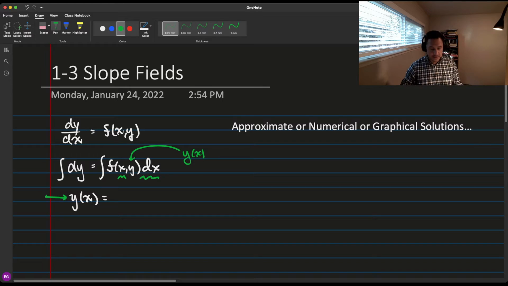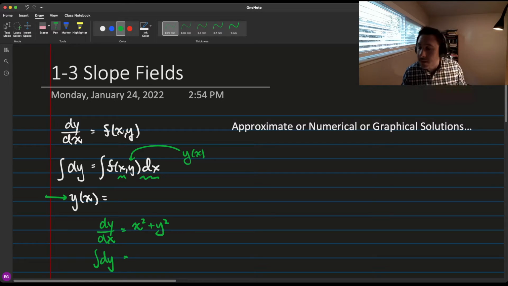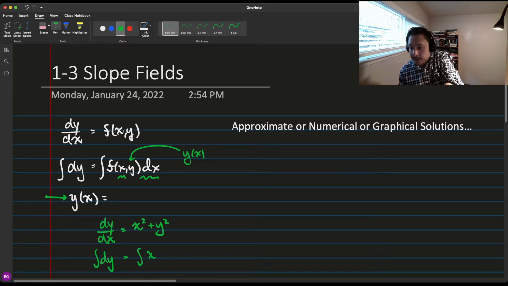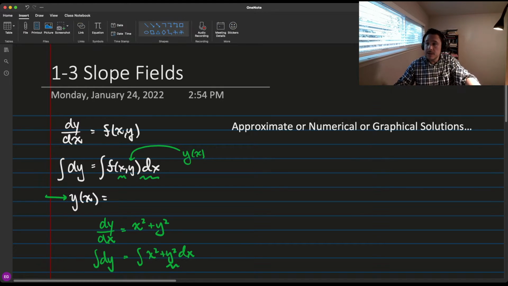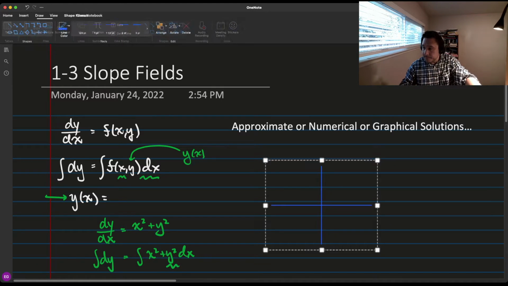And an example of this would be, let's say you have dy/dx equals x squared plus y squared. So if you're going to integrate this, you'd get the integral of dy equals the integral of x squared plus y squared dx. So y squared depends upon x. To integrate it, you'd have to know what it already is. I can't do that. Boom, you're stuck. So what are we going to do? Well, we're going to try to solve this problem graphically with something called a slope field.